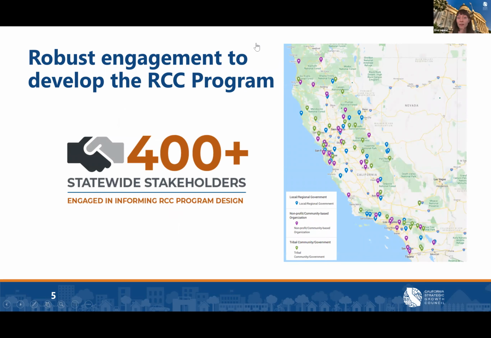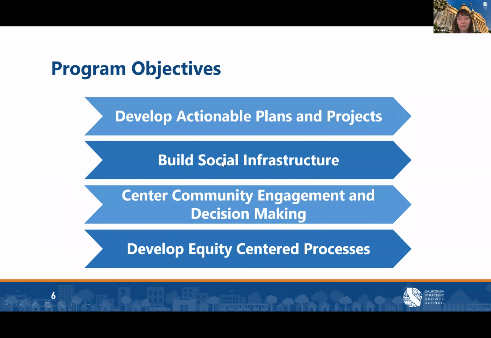So as I mentioned, it's been a really long journey to get here since 2018. And so we've been able to do a ton of engagement with communities across the state to incorporate their feedback into the program design. As you can see here, we've engaged with 400 stakeholders all across the state through workshops, focus groups, and key informant interviews. And we really hope that incorporating all of this feedback will translate into a program that's very responsive and streamlined for applicants.